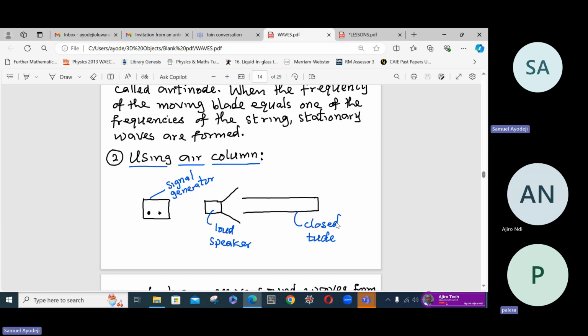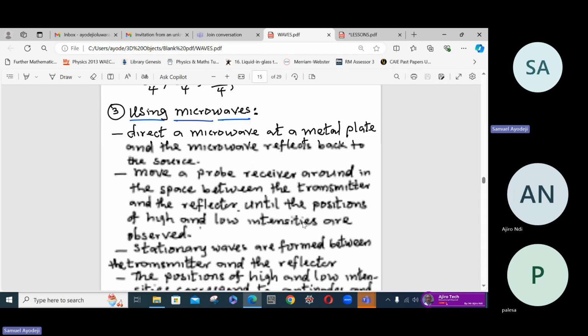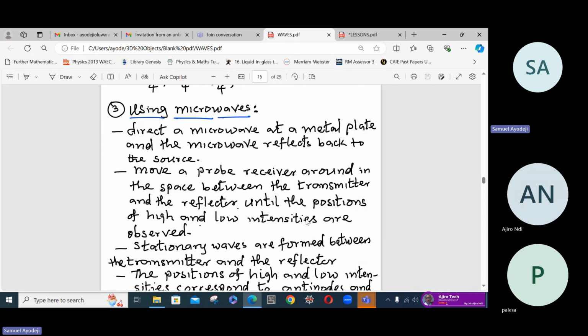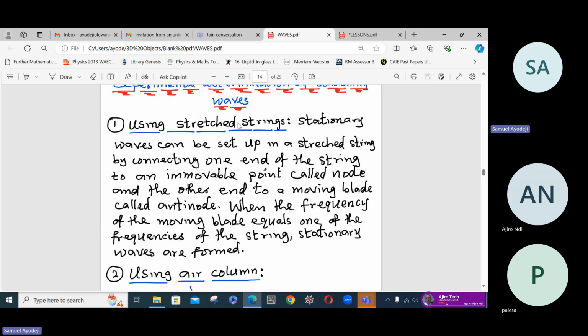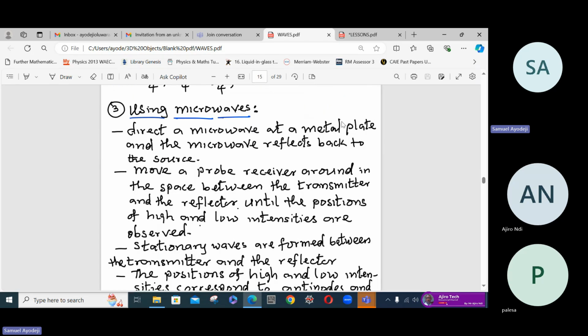Yes, sir. Okay, fine. So the reflected wave meets the incident wave to form a stationary wave. You will understand this later, in the course of the lesson. There are three methods by which this can occur. First, using a string; two, an air column; three, a microwave. You have to understand each of them. So that's how to determine that.